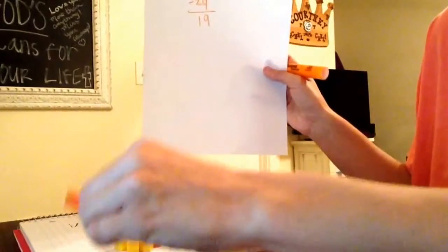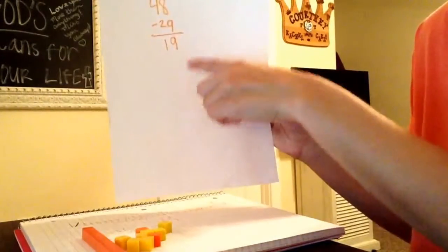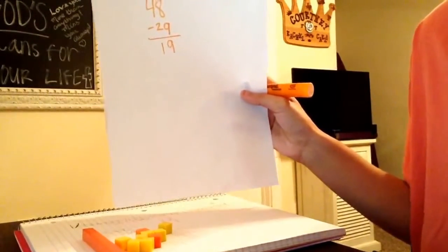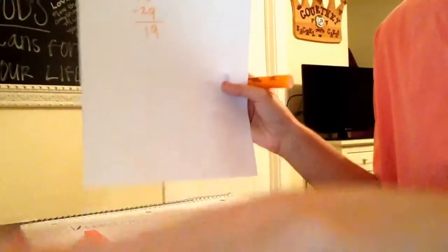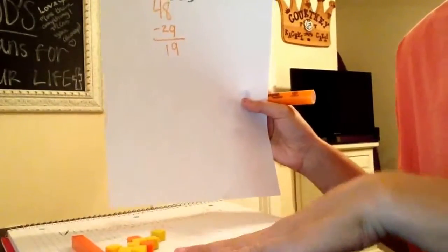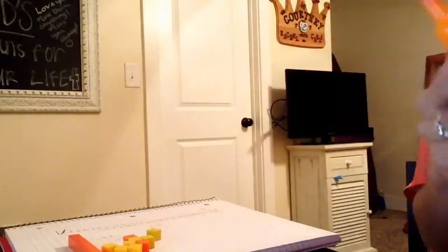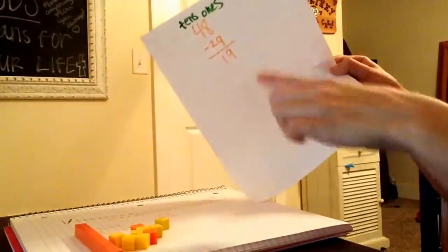So if I have 1 rod and 9 ones, what do I have? I'm left with 19. That is my answer. So if you got 19, you're correct, and that is subtracting using base 10 blocks and regrouping. And there's another way I want to show y'all how we can solve this problem.